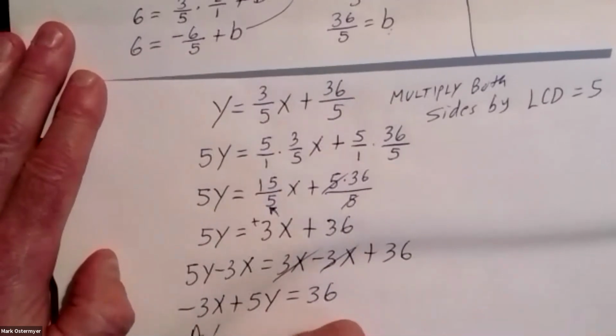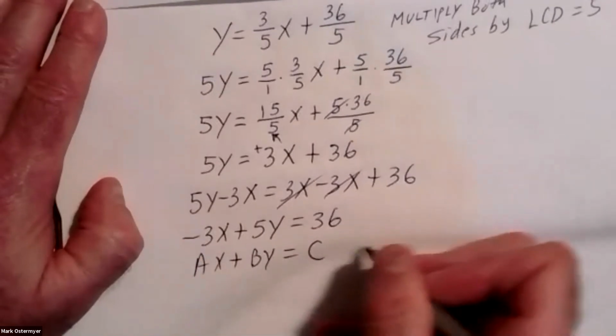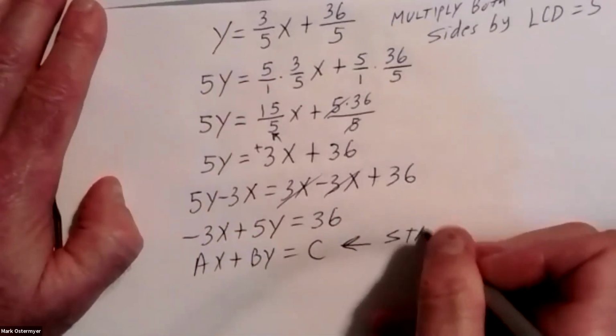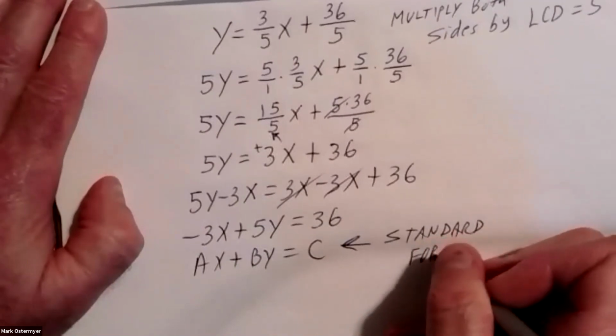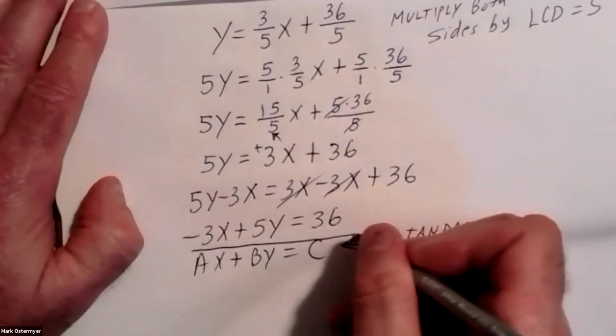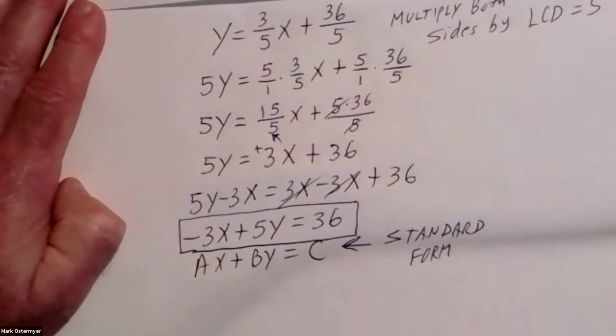Ladies and gentlemen, we're done. What form is this? You recognize it? What form is that called? There's your equation in standard form. You can see how much work is involved to get it there, correct?